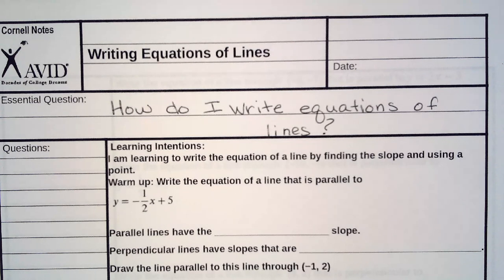How do I write equations of lines is my essential question. We've been looking at the forms of lines: the standard, the point-slope, and the slope-intercept forms. So now how do we write equations of lines with certain characteristics? Your learning intention: I'm learning to write the equation of a line by finding the slope and using a point.